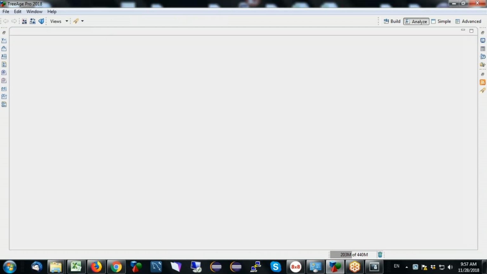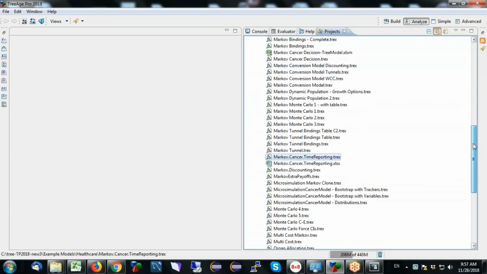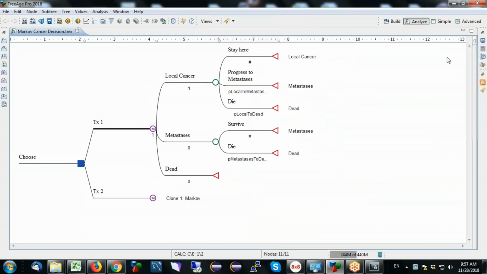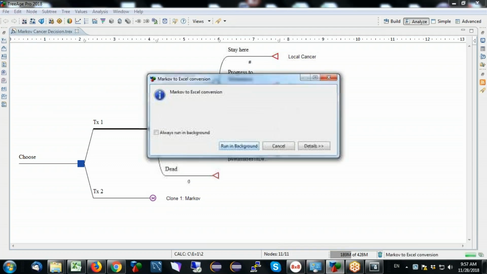So the last piece of transparency I want to show you, and unfortunately you can only do this for cohort models. So I'm going to go back to the model we used before, Markov cancer decision. But for cohort models, as opposed to simulation models, that use this kind of pretty standard format of decision and Markov models for each, I can actually export that whole model to Excel. So I'm just exporting it to Excel.